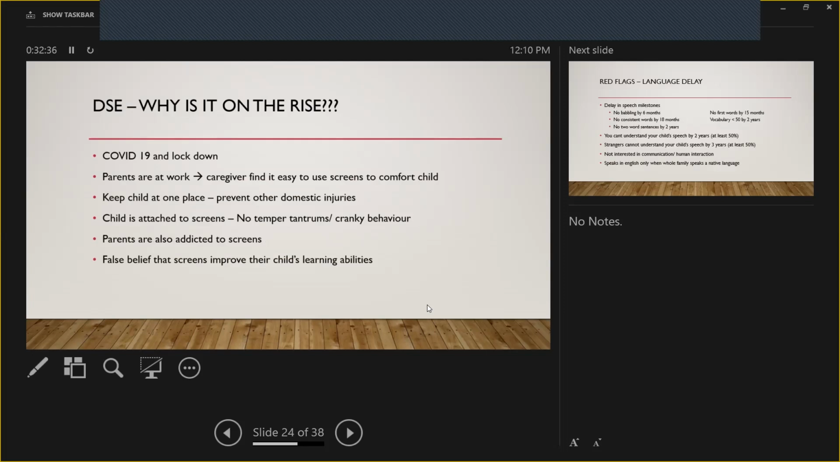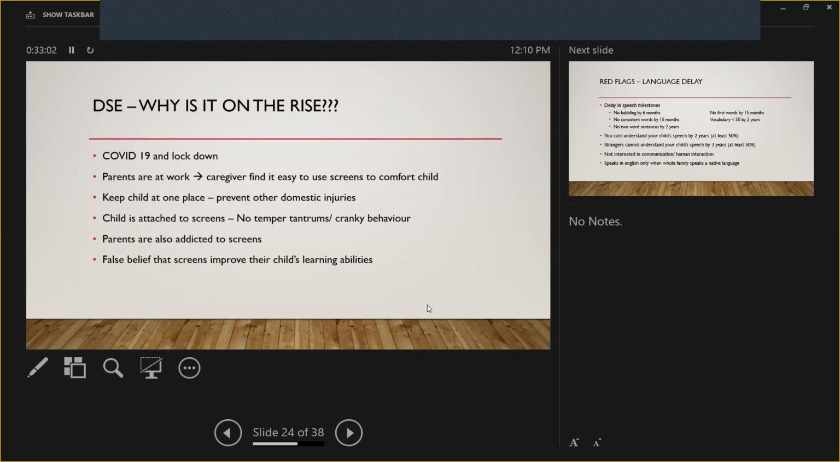So why is digital screen exposure on the rise? Because of the COVID-19 lockdown. Parents started going to work. The caregiver finds it easier to use the screen to comfort the child. And the common excuse the grandparents give is that with the screen, they can keep the child in one place, so they don't need to worry about other injuries. And when the child is attached to the screen, no temper tantrums.